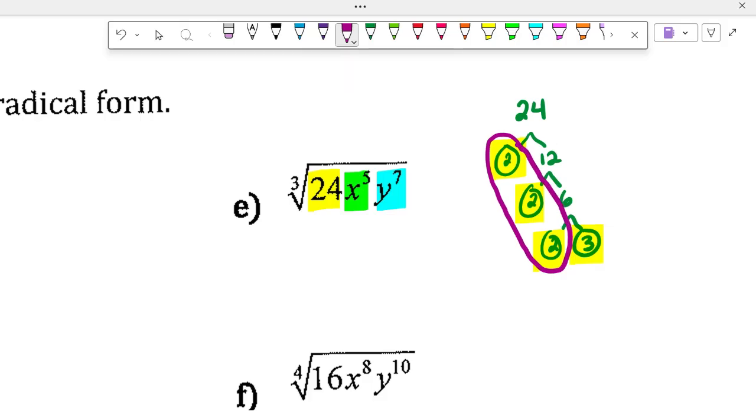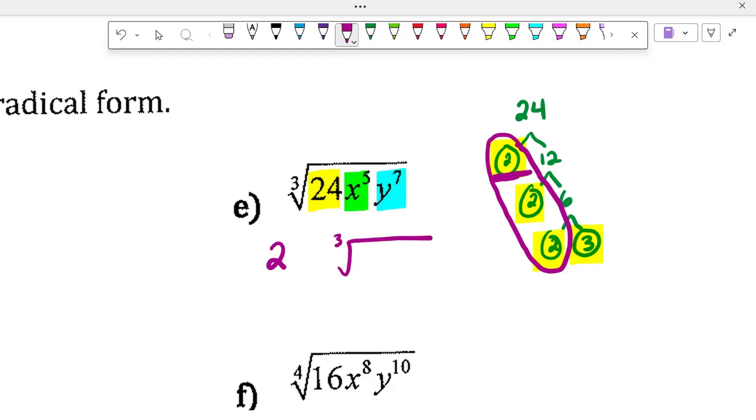So guess what? You got your perfect cube right there. And the beautiful thing is that essentially if you did 2 times 2 times 2, that's 8. We know 8's a perfect cube. So if we took the cube root of that, we only need one of them. And that's what we pull out. So the 2 comes out.